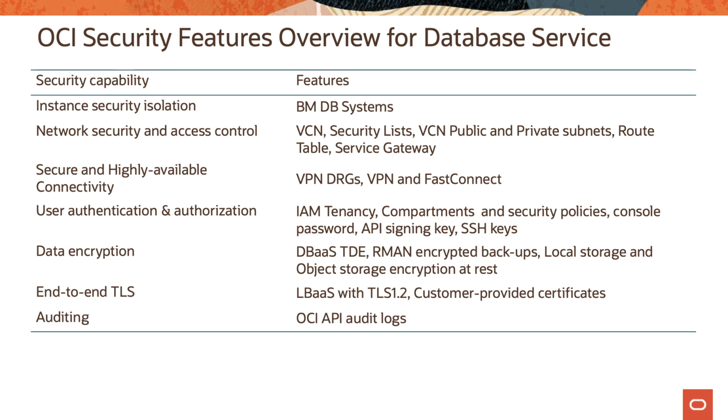In the case of data encryption, Transparent Data Encryption is included with all the database editions that are provisioned on Oracle Cloud Infrastructure DB systems. Customers have the ability to encrypt RMAN backups, and the local storage and object storage is also encrypted at rest. If customers want to have end-to-end TLS for their applications, they can consider using the load balancer service with TLS 1.2. The customer will have to provide the certificates for this.